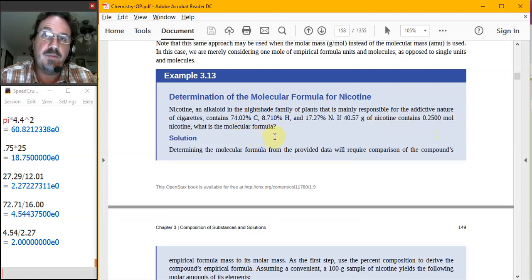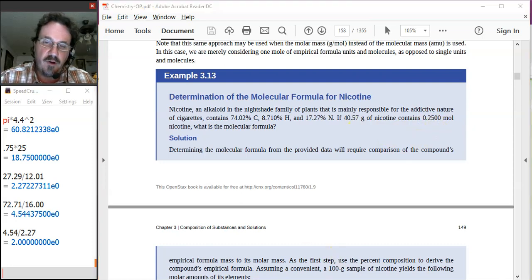So they did give me an extra piece of information. They didn't just give me the percents this time. They gave me the fact that a sample that weighed 40.57 grams had that many moles. All right, so they must have done some additional measurement to determine that. Let me just jump to that first before we go any farther here.